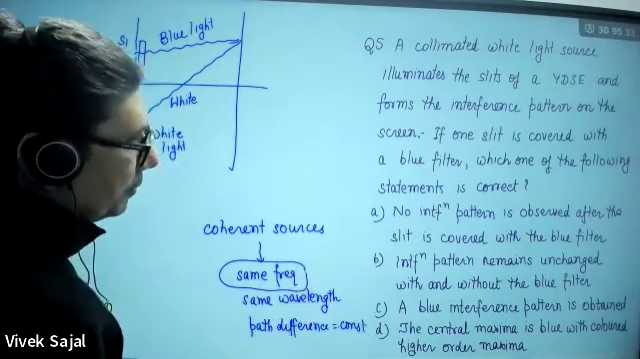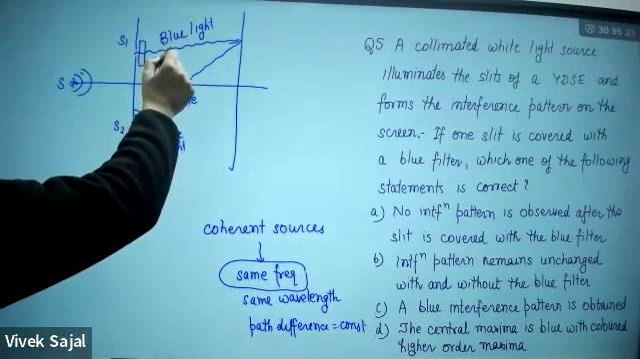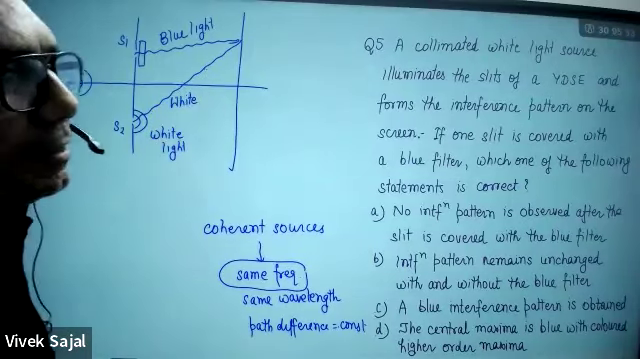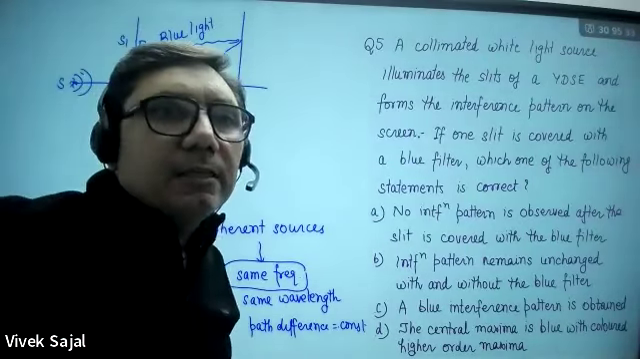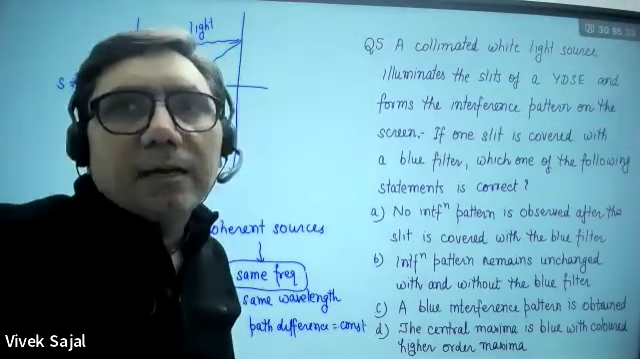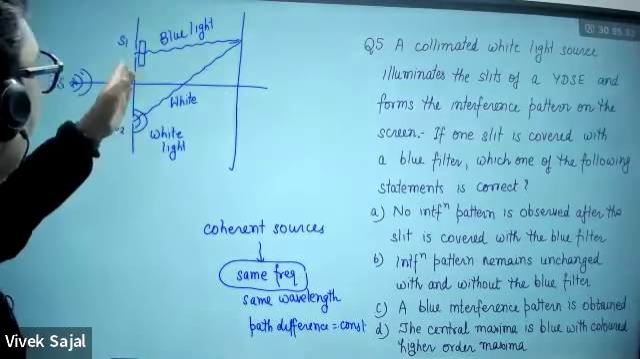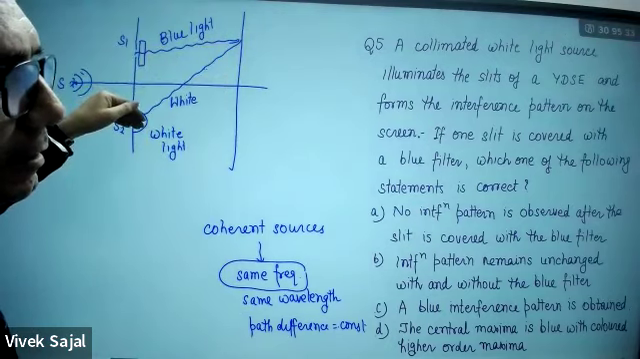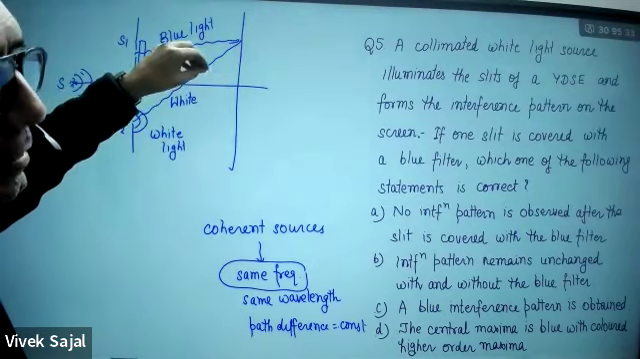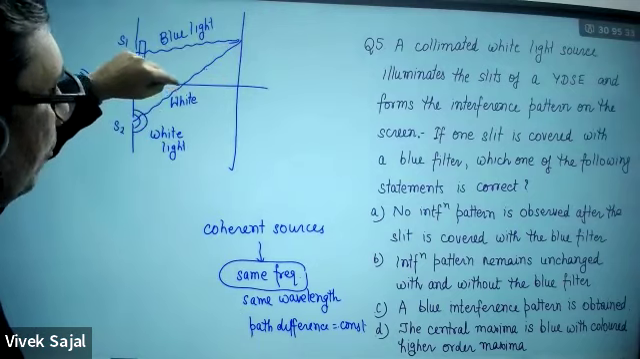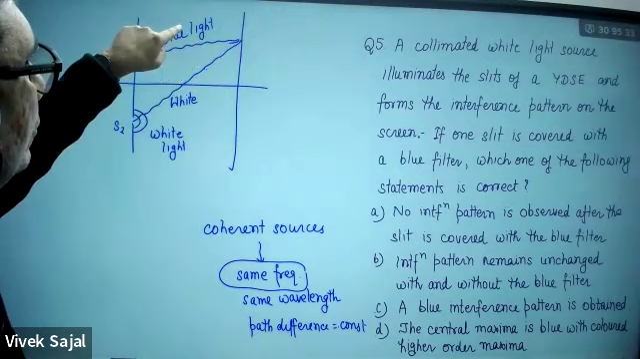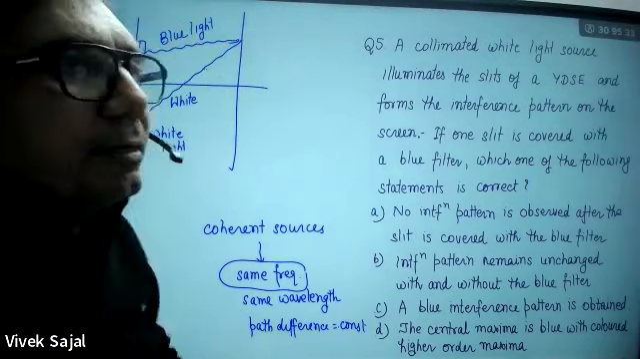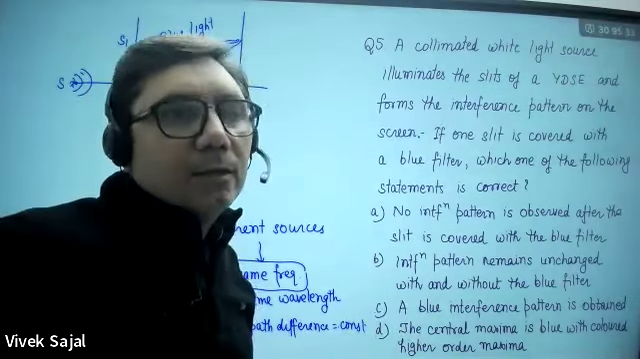They should have the same frequency. So here, this blue light is going to interfere with the blue light that is present in the white light. Interference will occur between the blue light coming out through the filter and the blue light component of the white light. So the blue component of this white light is going to interfere with this blue light, and you are going to get an interference pattern where the maxima will be of blue color.